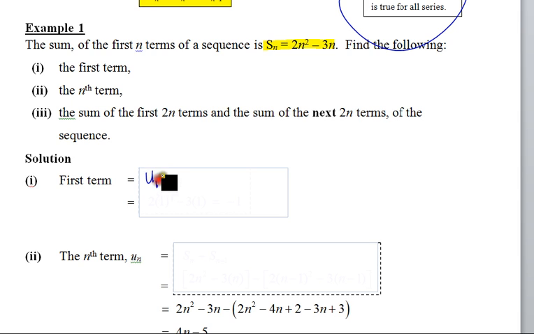It's just U1, which is actually S1. This is obviously true for all series as well. U1 is just S1, sum to one term. Correct? It's always like that. And what is S1? You substitute 1 into your n up there, and we're done. So you do 2 times 1 squared minus 3 times 1, which is actually negative 1. So far, so good.